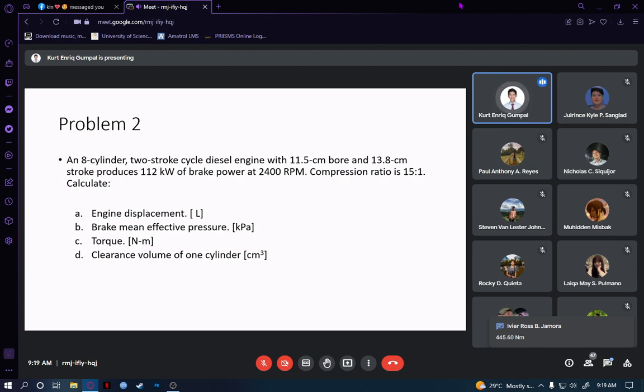Now, how about the clearance volume of your cylinders? For the clearance volume, the easiest is shift solve. Do you know how to use shift solve on your calculator? Not yet. Okay. Those are calculator tricks. Sige, clearance volume.